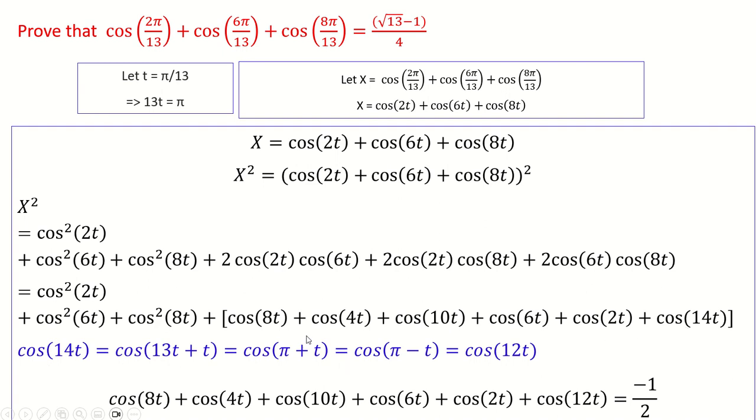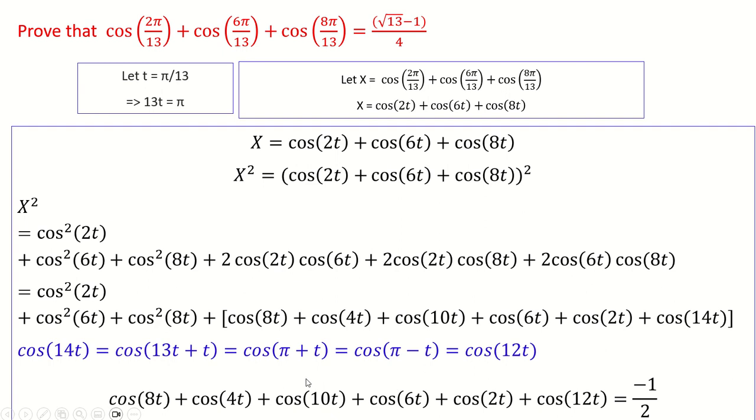Okay, so now I am left with, if you see here, what are the things left? Cos 2t, cos 4t, cos 6t, cos 8t, cos 10t, cos 14t. Cos 14t is nothing but cos of 13t plus t. 13t is pi, so this is cos of pi plus t, which is nothing but cos of pi minus t. Pi is 13t again, so it is cos 12t. So cos 14t, I am replacing with cos 12t.